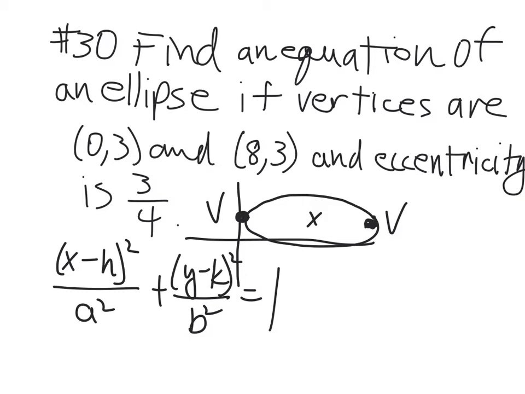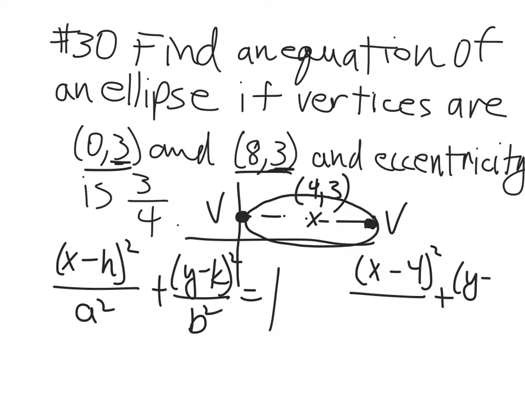How would we find that? Okay, (4, 3). We look at our vertices, and the center is going to be halfway in between. Horizontal, it's going to be at the same y value. The x value will be halfway between your vertices. So center of (4, 3). So that makes life pretty easy with that part of it. Now we just have to find a and b.